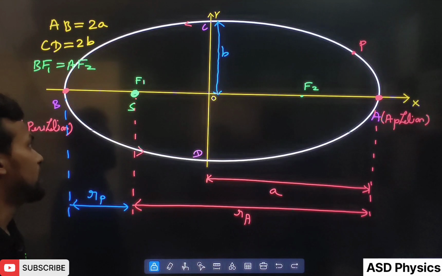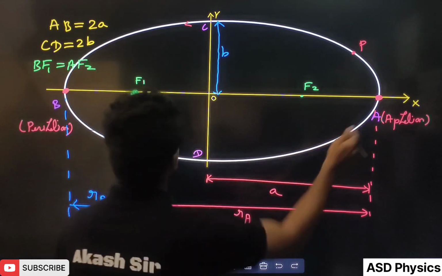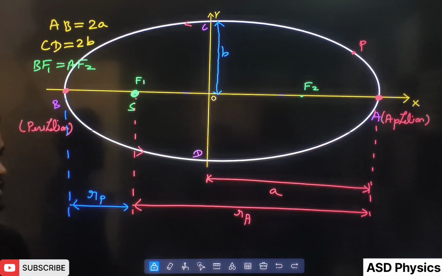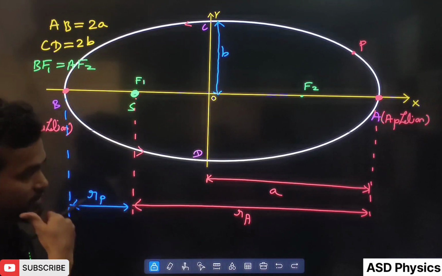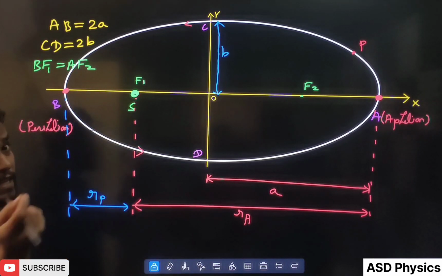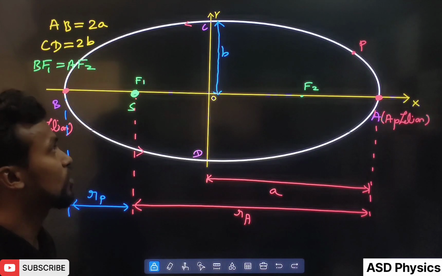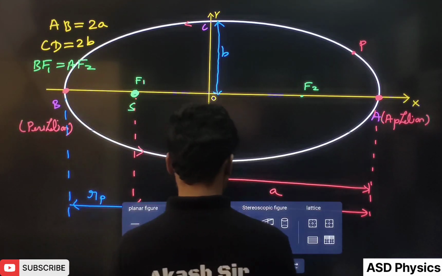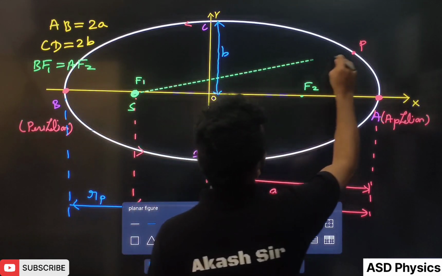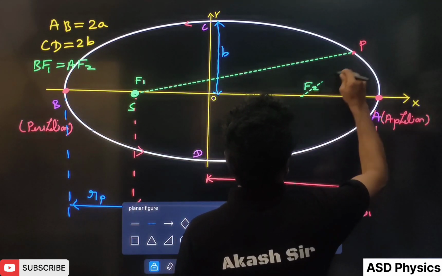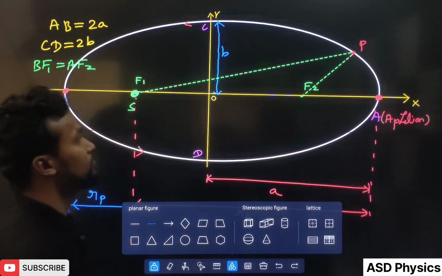Very clear. Now students, we have got what aphelion and perihelion are. But now we will see some very basic things that will be required here. You can see, according to the definition of the ellipse, the sum of the two distances from the fixed points is always constant. See here, this is planet P, and PF1 and PF2.